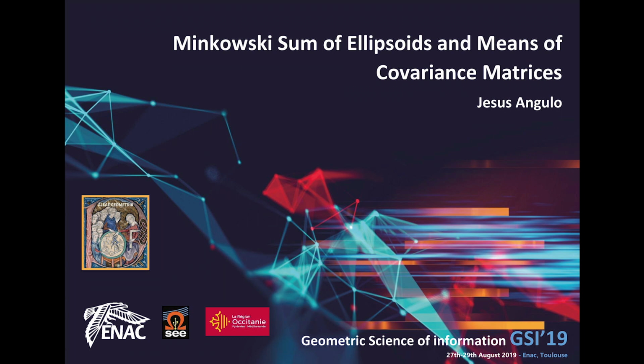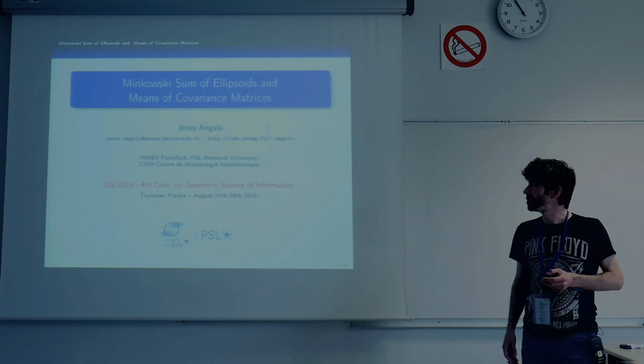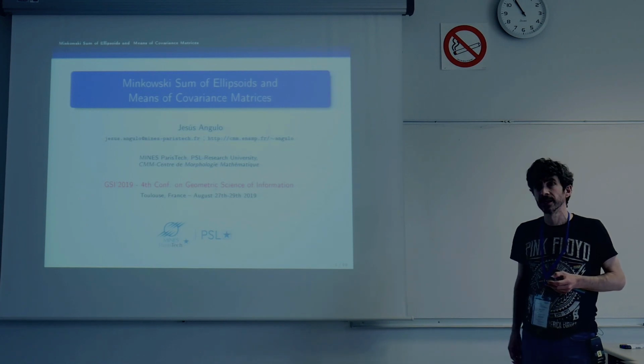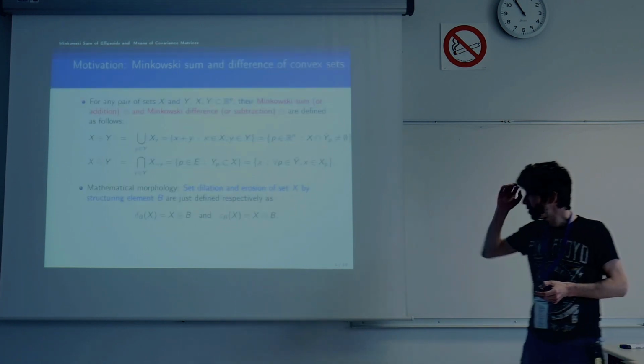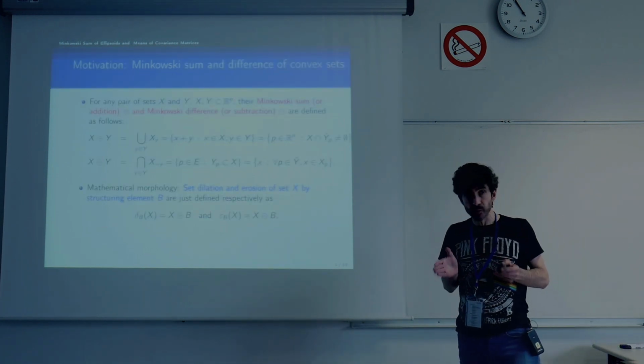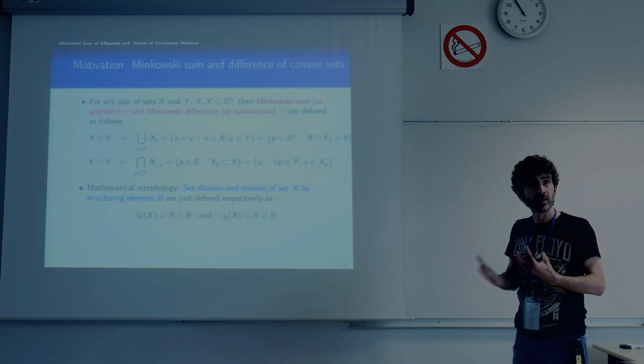The topic of my talk is to try to give you a relationship between a very geometric way to manipulate ellipsoids and some of the well-known means of the covariance matrices corresponding to the shape of the ellipsoids. So first of all, let me remind you what kind of geometric operation we're going to discuss, which is just the sum of two sets.